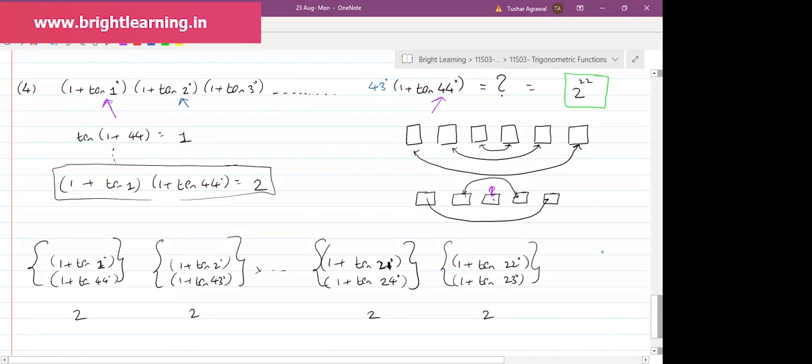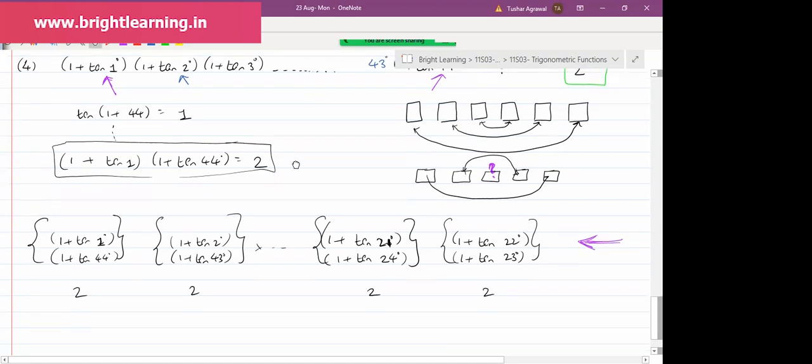Why did I tell you to take care over here? Why go through all this trouble? Because sometimes the middle number does not form a pair with anybody. So we'll have to calculate the middle number separately, and the other pairings give 2, 2, 2, 2. That care you have to take. Okay. Moving ahead.